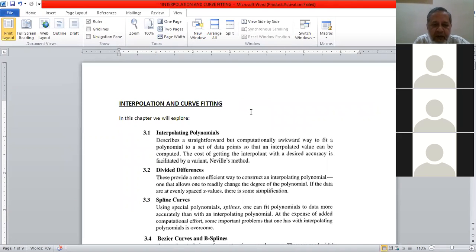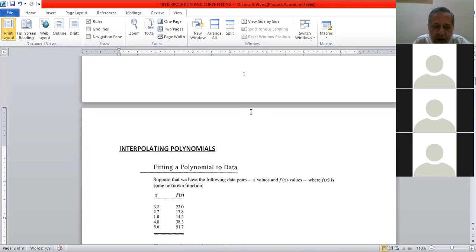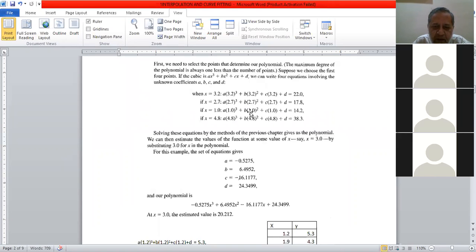In the last lecture, we started discussing interpolation. What's the meaning of interpolation? How do we estimate unknown information from a given set of data? And for that, the first technique that we studied was the Lagrange formula.